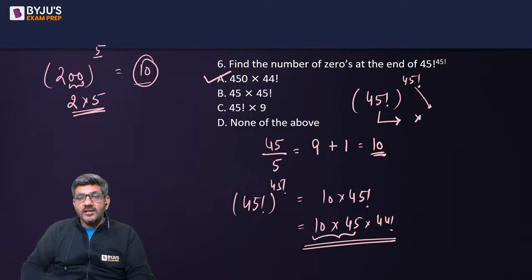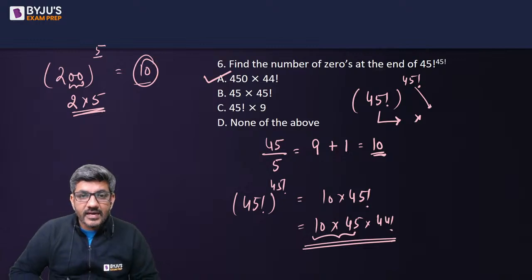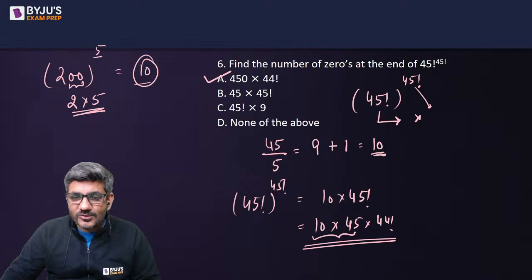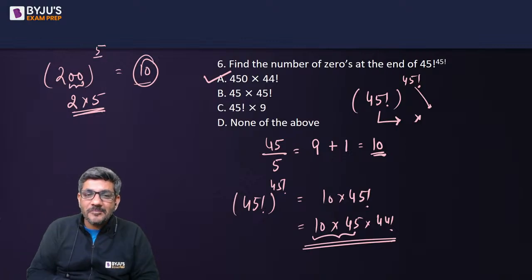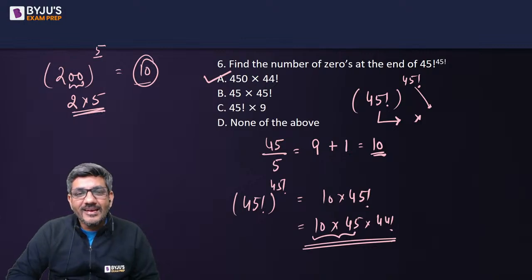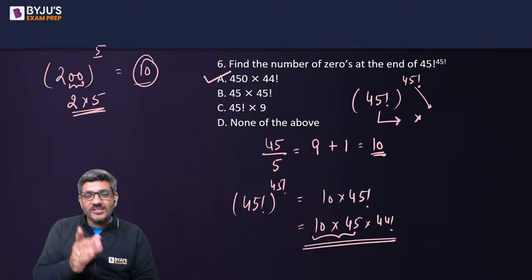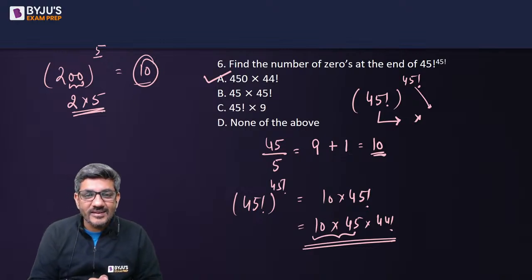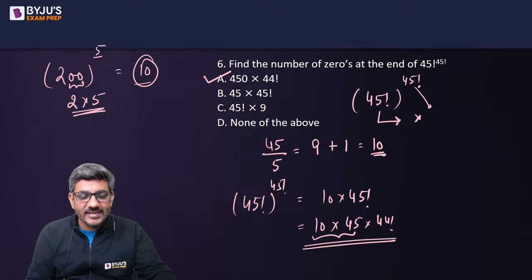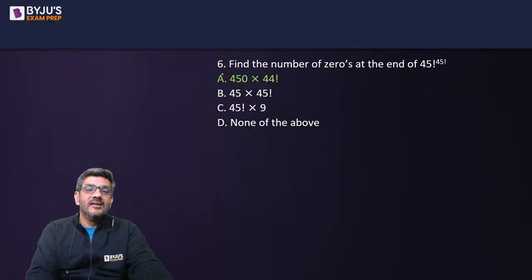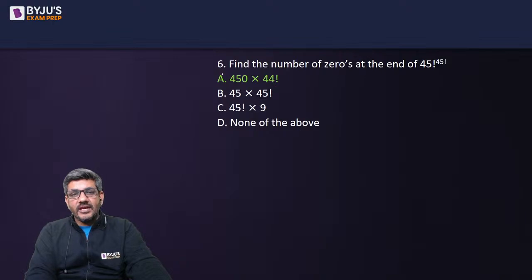Though I see Abraham had given the correct answer as D. Abraham, probably you got 10 into 45 factorial only, because this happened with me as well. I saw 10 into 45 factorial, I couldn't see it anywhere, so I marked D. Later on I saw that option A was actually this only, right? It was 10 into 45 into 44 factorial. So option A is the right answer. That's a very silly mistake, it feels very bad after seeing it. Yes, so the correct answer is option A for question number 6.